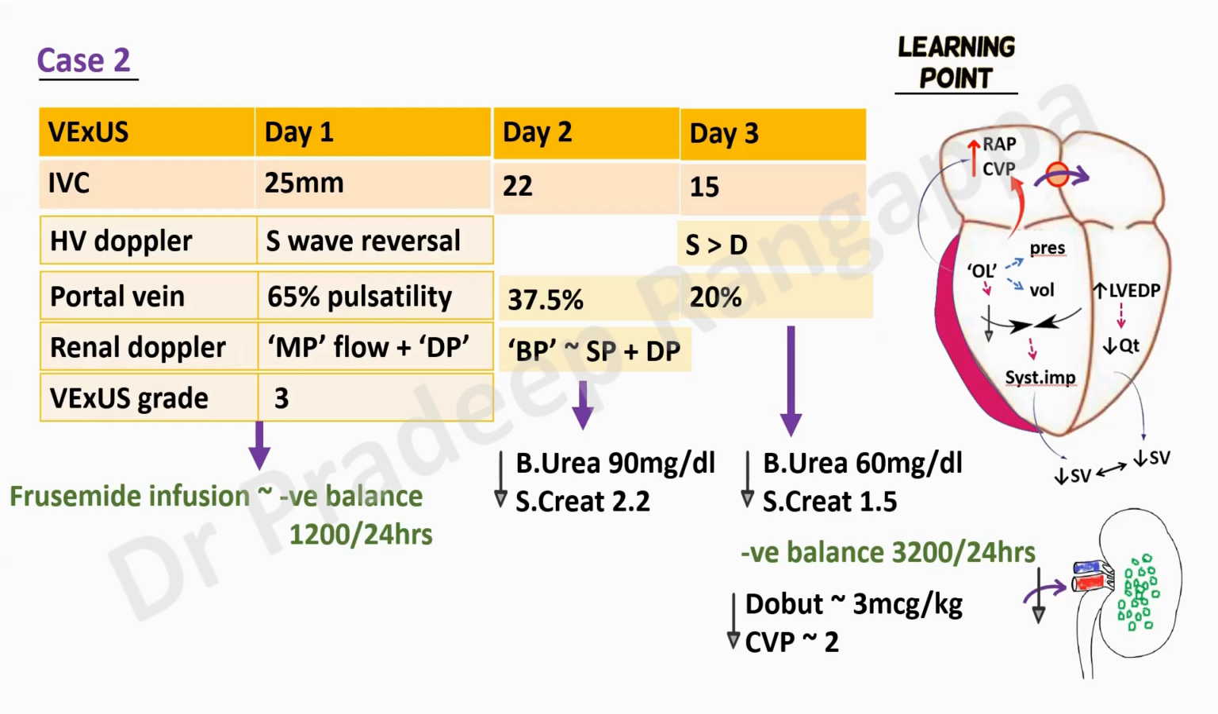So these were 2 examples as to how VExUS can be utilized in improving organ function, because here the organ dysfunction was mainly due to fluid congestion. In the second case, it was due to that. Even in the first case, you saw the hemodynamic instability and the RV failure management could be achieved by good decongestion.